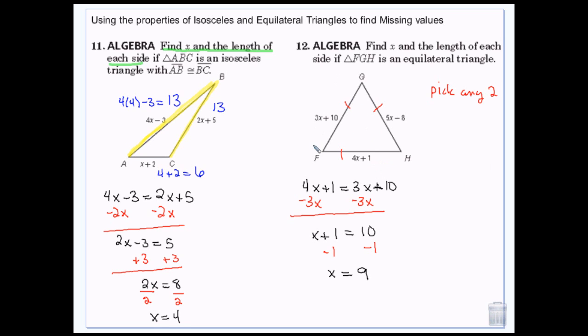So if I go to, say, this one, and I do 3 times 9 plus 10, that's 27. Sorry, 37. Because 27 plus 10. Then this one's also 37, and so is that one.